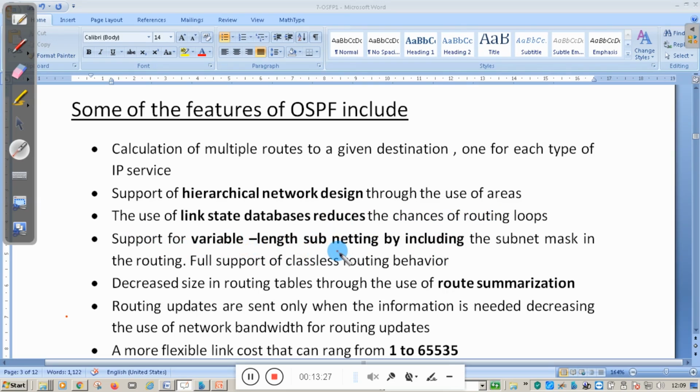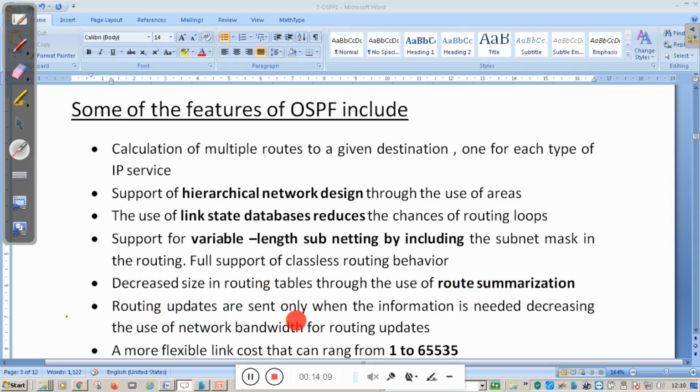What is the use of classless and classful? In classful protocols, we go according to the classes: class A, class B, class C. In classless, if you go according to classes, you are going to waste the entire range of IP addresses. So classless will make proper utilization of IP addresses. OSPF will support classless, but RIP version 1 is a classful protocol. The next one is decreasing the size of the routing table by the use of route summarization. It will make use of route summarization, which will decrease the routing table size.